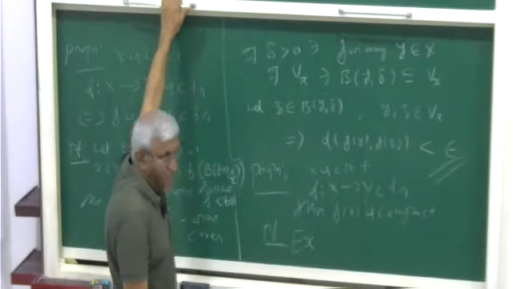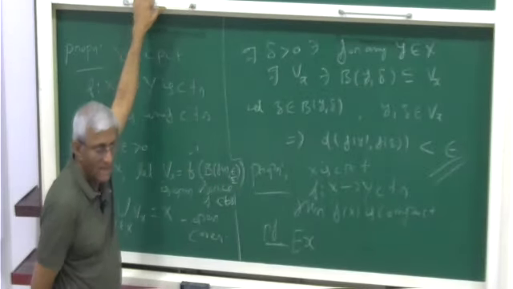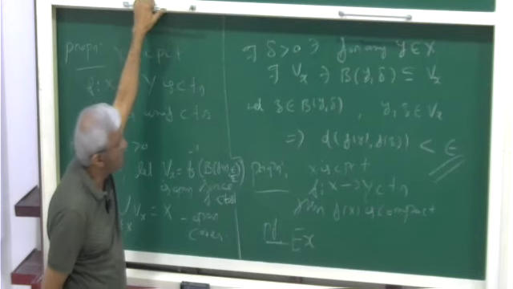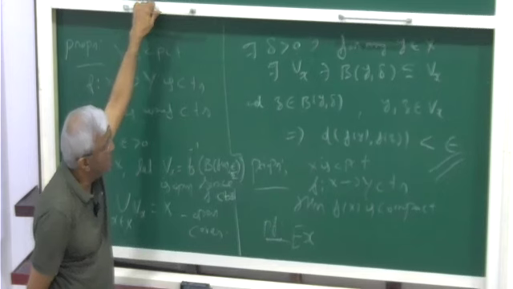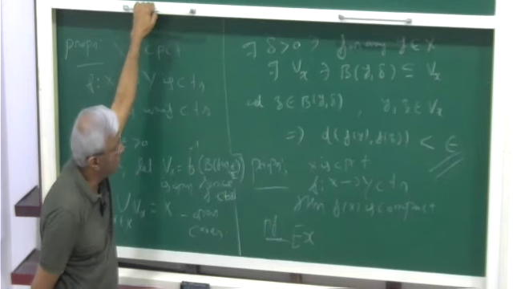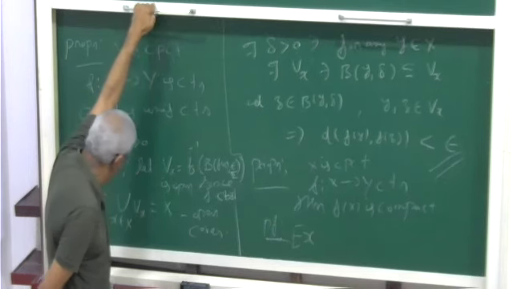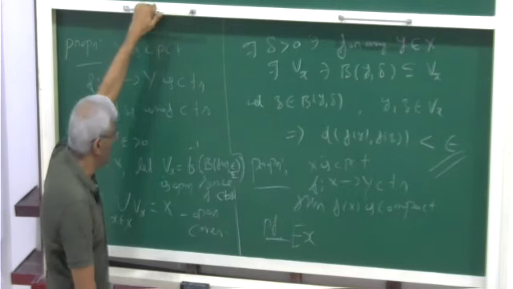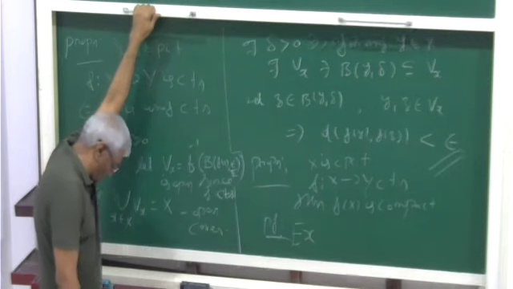Take an open cover; you can have a finite subcover. You take the minimum radius, that will also work as well, I believe. If you take the finite subcover and take the minimum, maybe not exactly this.